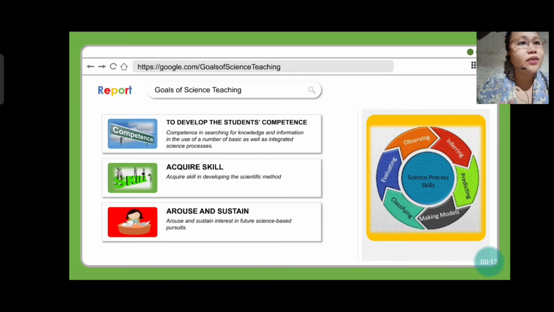First is to develop the students' competence in searching for knowledge and information, in the use of a number of basic as well as integrated science processes. Next is to acquire the skill in developing the scientific method. And third is to arouse and sustain interest in future science-based pursuits.